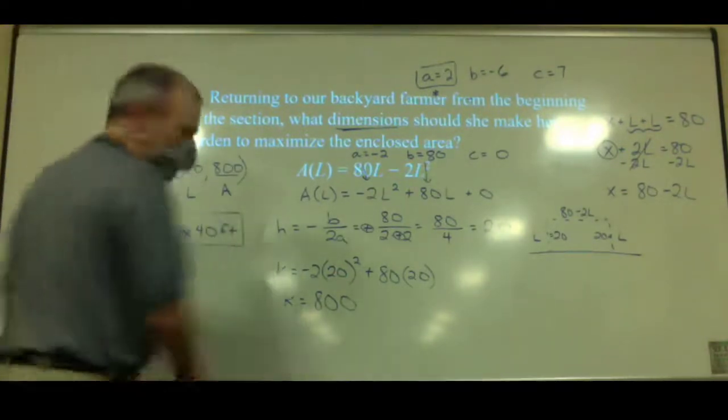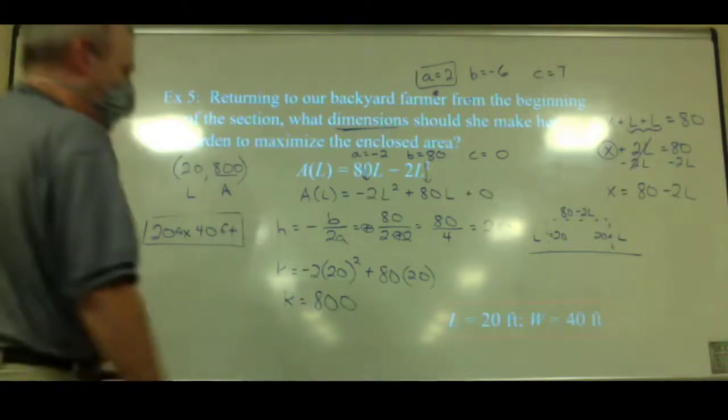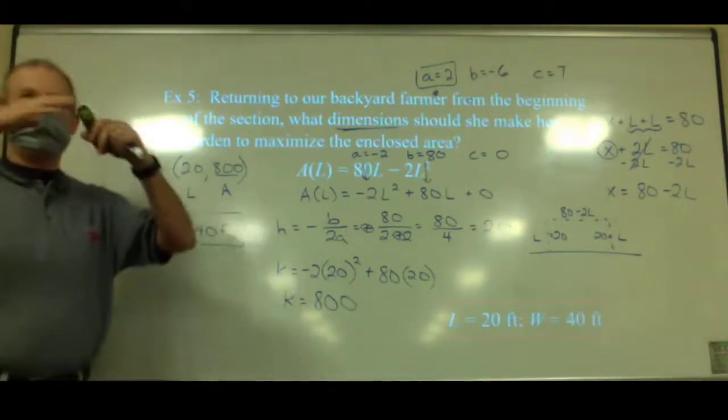Okay? So here we go. You like the answers, so we're going to put the answers. There we go. The length is 20 feet. The width would be 40 feet. And that's going to give us the most area in our garden.